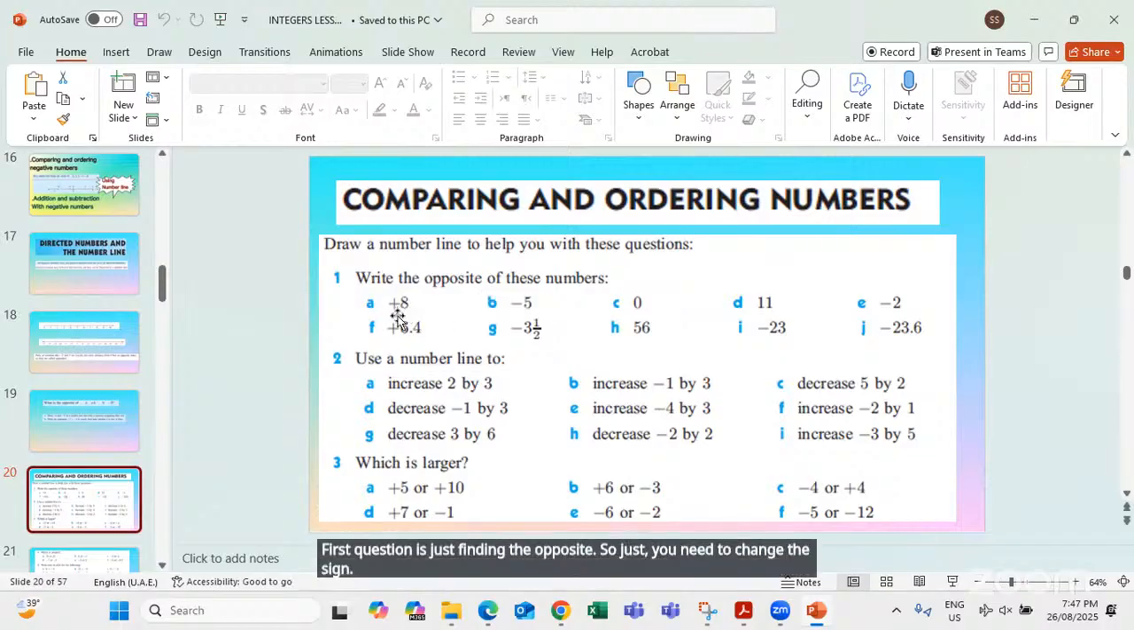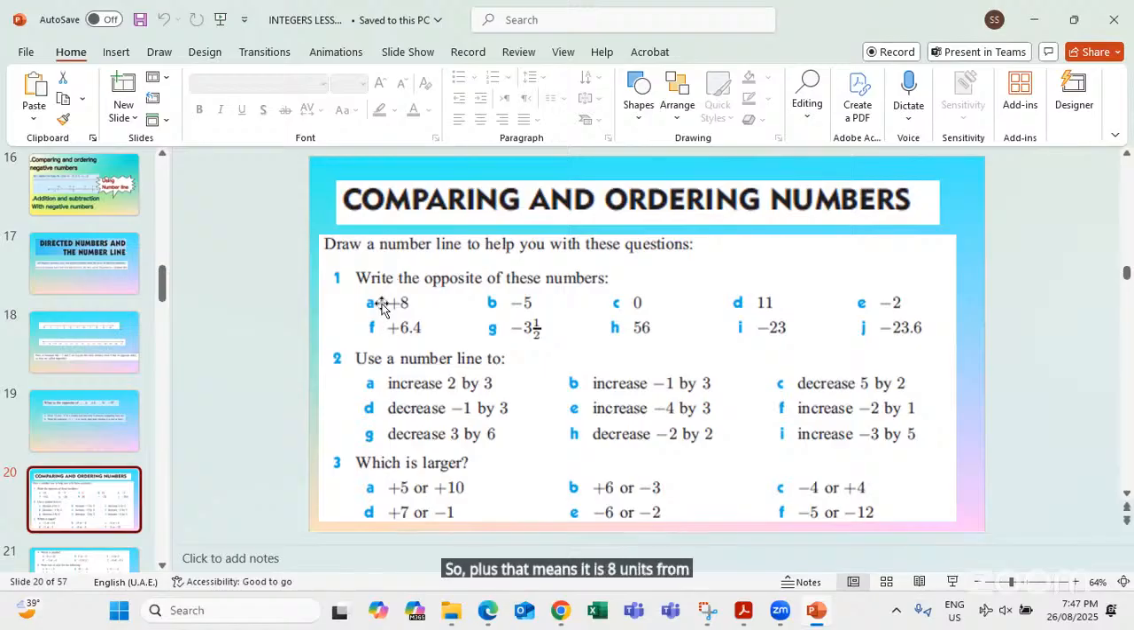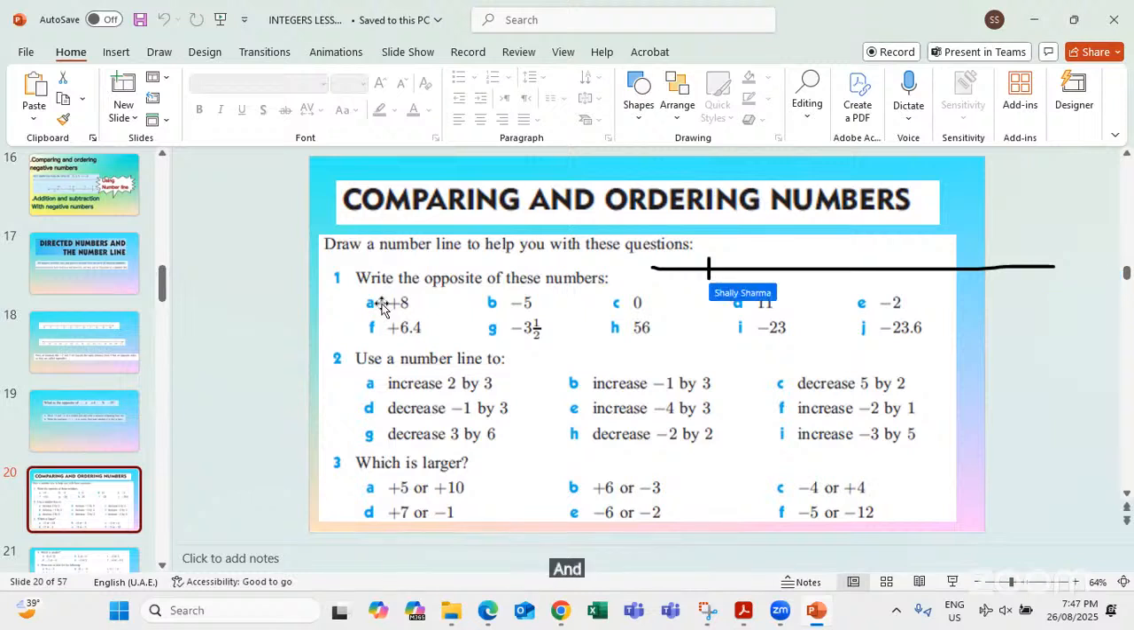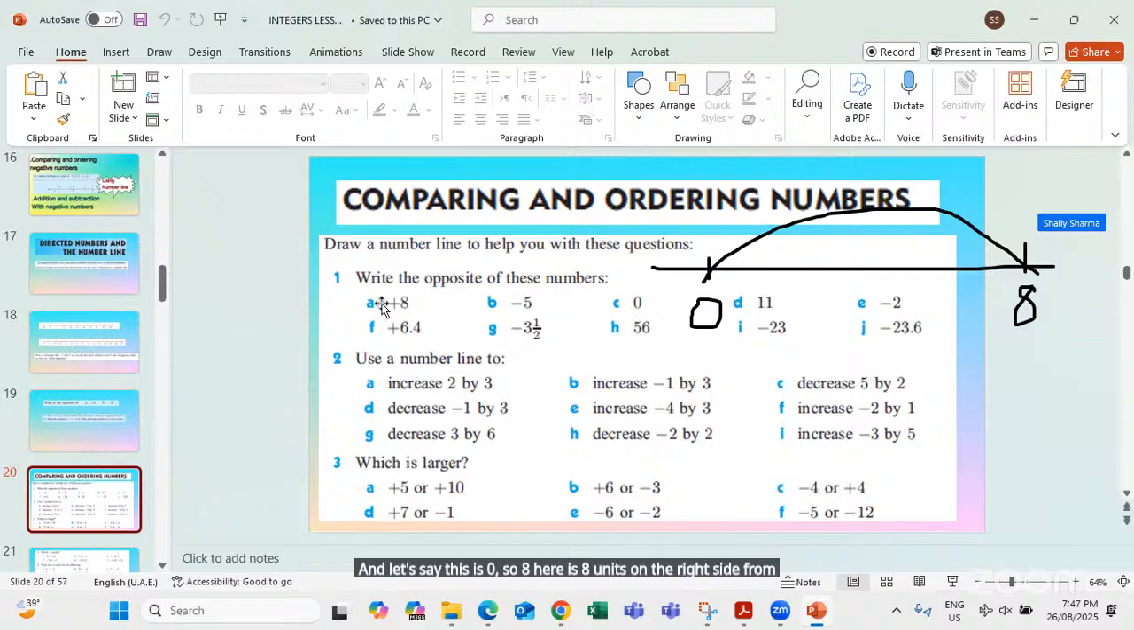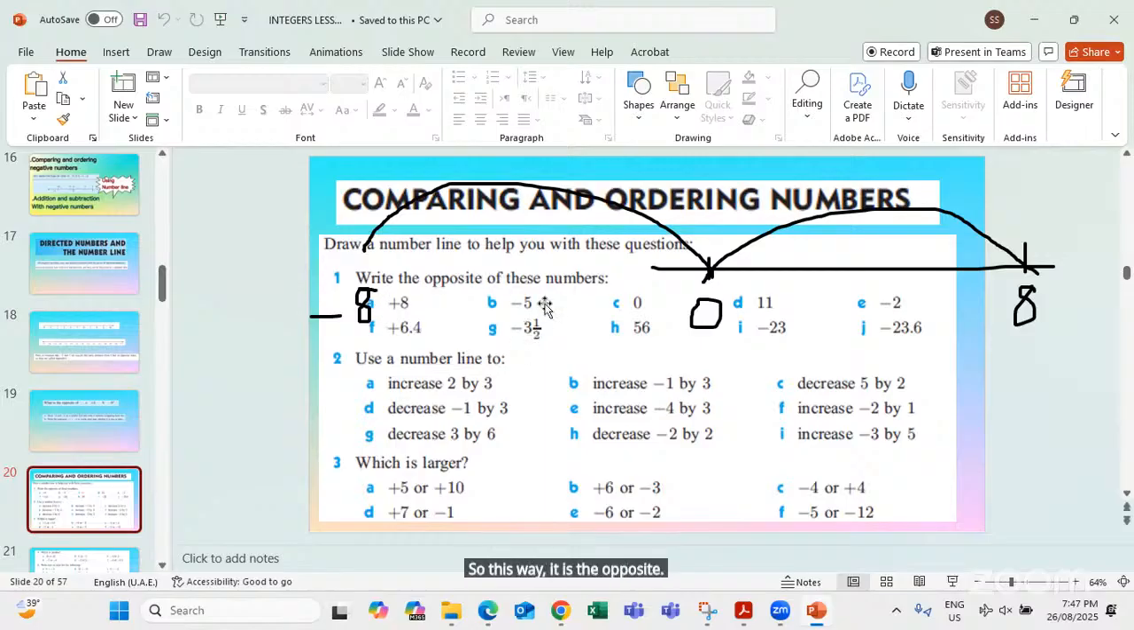So +8 means it is 8 units from 0. Let's say this is a number line I'm going to draw here, and this is 0. So 8 here is 8 units on the right side of 0. 0 is our reference point. Its opposite will be 8 units on the left side of 0, that is -8. This way it is the opposite. What is the opposite of -5? It will be +5. The opposite of 0 is nothing, it's just 0. The opposite of 11 is -11. The opposite of -23.6 is +23.6.